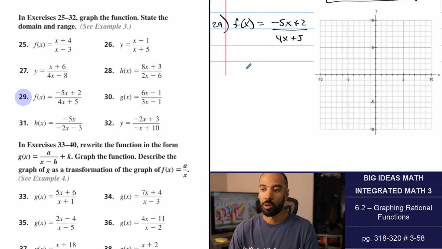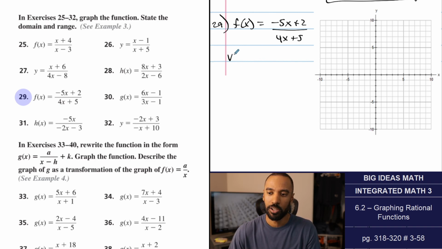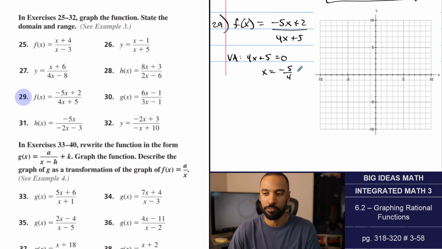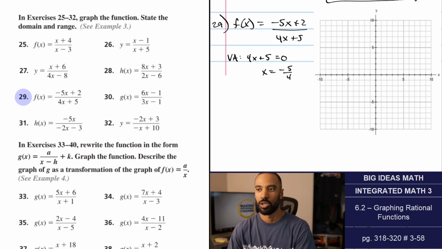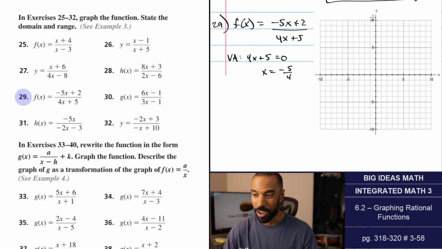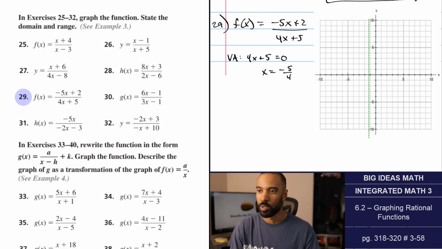Okay, so critical points and all that we're still trying to find. Vertical asymptote, 4x plus 5 equals 0 is our scenario for that. We subtract 5 and divide by 4. We get x equals negative 5/4. So already, this is going to be my least favorite graph. Negative 1.25, x equals negative 1.25. Already we're kind of in deep trouble with that.